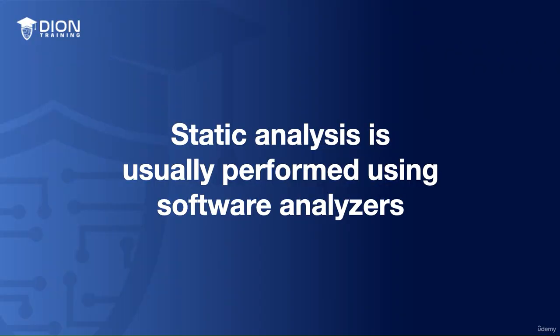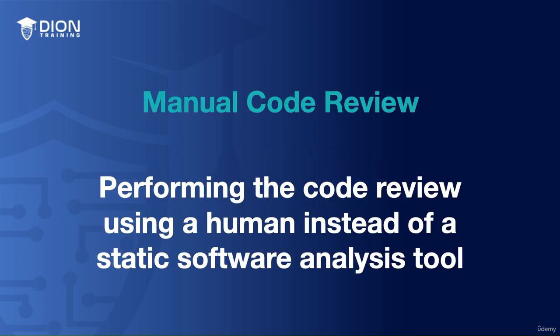Static code analysis is usually performed using software analyzers. The analysis software must support the programming language used by the source code. Now, if you perform this code review using a human instead of a static software analysis tool, we refer to this as manual code review. When conducting manual code reviews, we usually assign a different programmer to review the code than the person who initially wrote the code. Also, it helps us find any mistaken assumptions or uncover any lack of knowledge or experience that the initial programmer may have had.